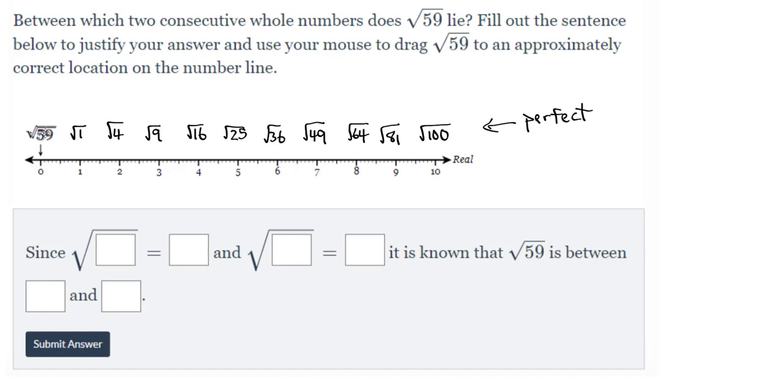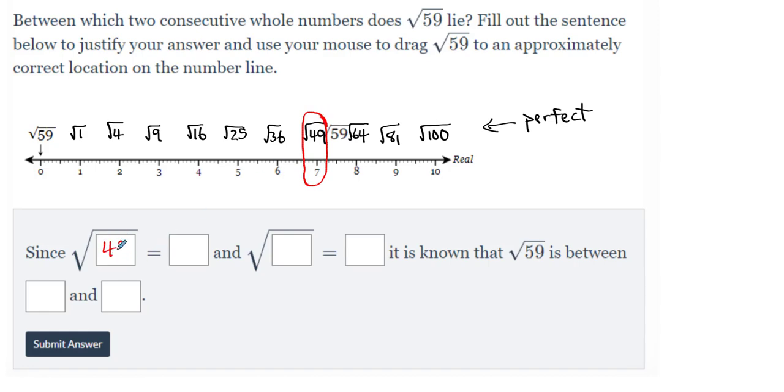All right, so now we've got root 59, obviously a lot bigger. So root 59 looks like it's going to fit right here. The root of 59 is bigger than the root of 49, and the root of 59 is less than the root of 64. So we found our spot. So hopefully you find this helpful. So I'm going to focus on this number here.